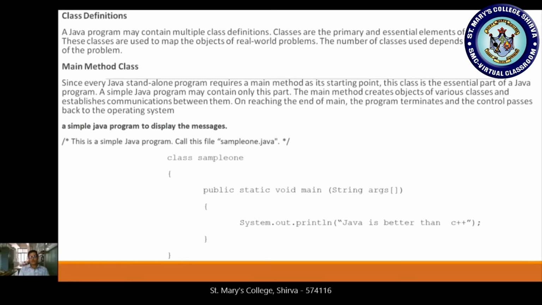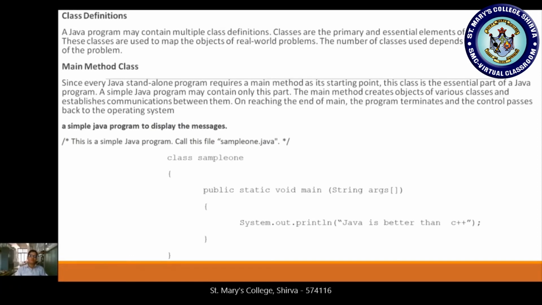Within opening and closing braces I have used double quotations and I have mentioned my string to display. Here, if you observe, in System the S should be capital. Whenever you are using the output statement System.out.println, S should be capital. And in the main method, String args, S should be capital.